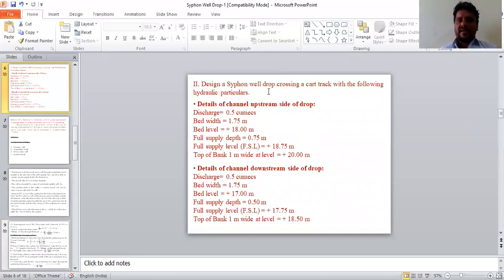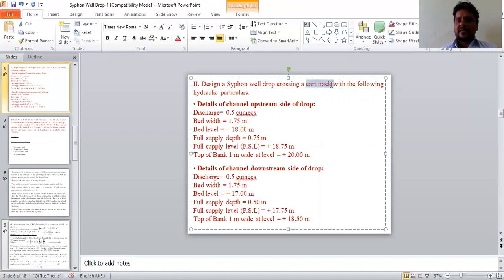So by this example we'll construct. Design a siphon well drop crossing a car track. So car track in the sense, this is the road. So the road is there, and beneath the road, without disturbing the road, we have to convey water, I mean water can flow beneath the road without disturbing the road. We are not disturbing anything, right?